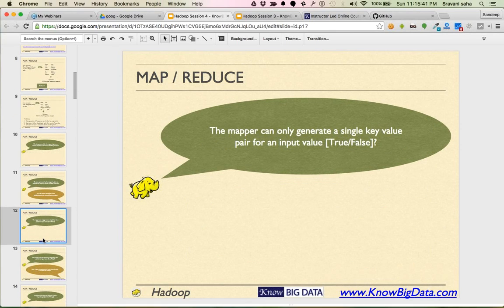Brilliant. Next question is, the mapper can only generate a single key value pair for an input value. True or false?